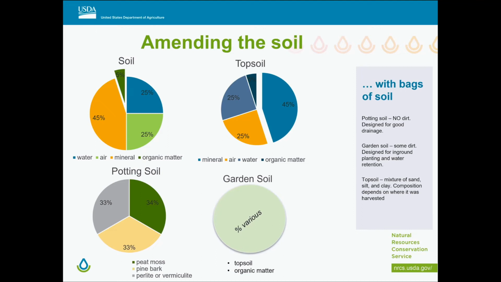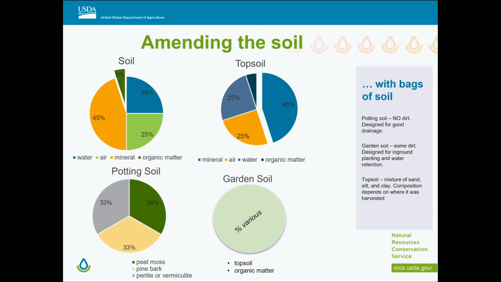I was very intrigued to find out that potting soil has no soil in it. I didn't know. It's just bark, moss, pine bark, and something for drainage. So don't put that into your garden. It's not really going to help you.